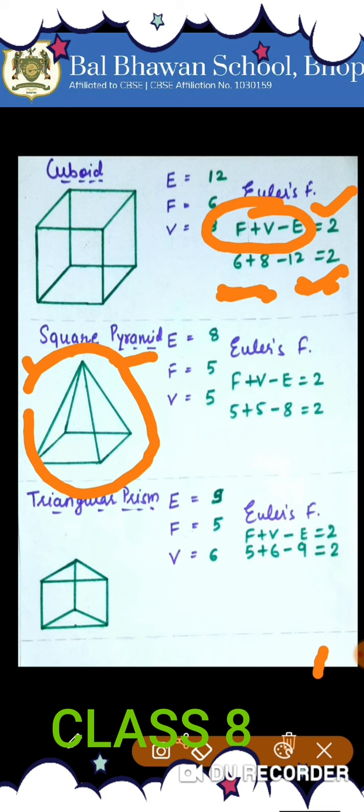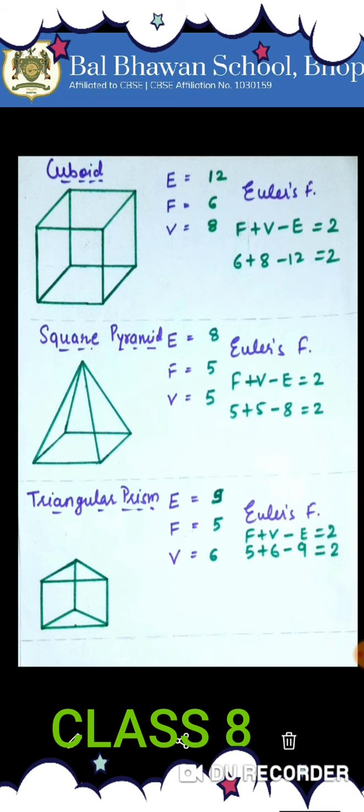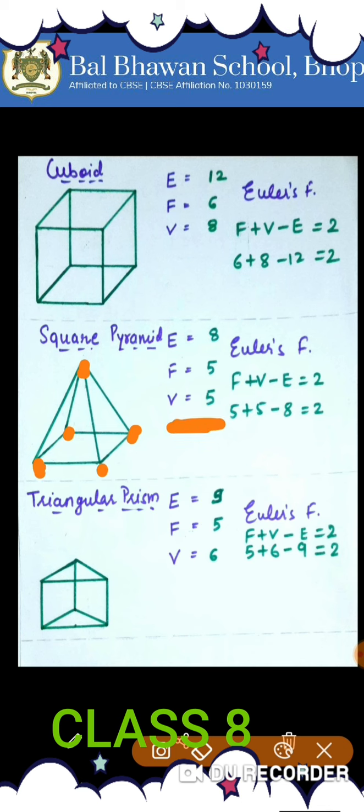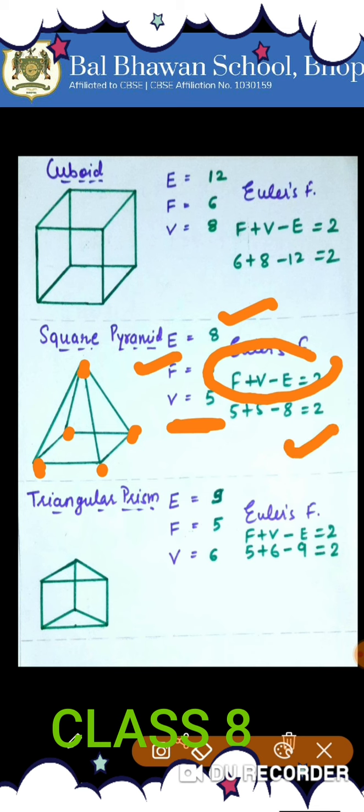Okay, now here we are seeing how many faces, vertices and edges are there in the square pyramid, right? So in this you can see 1, 2, 3, 4 and 5. How many vertices are there? 5. Like this, the number of edges is 8, the number of faces is 5. And when we substitute the values of faces, vertices and edges, we get 2. Like this, we verified Euler's formula for the square pyramid.